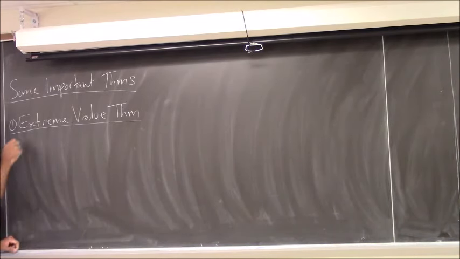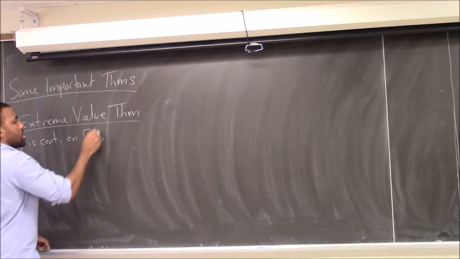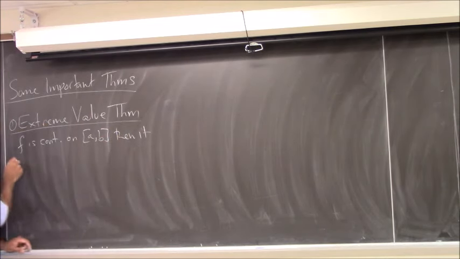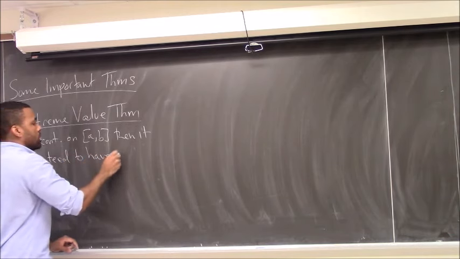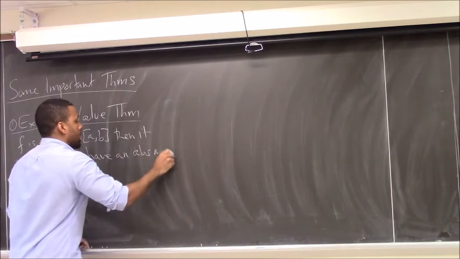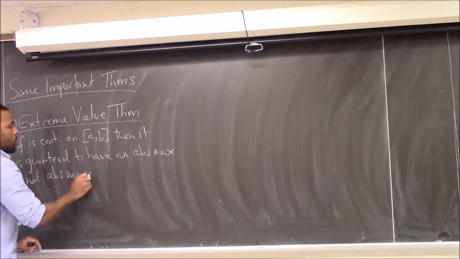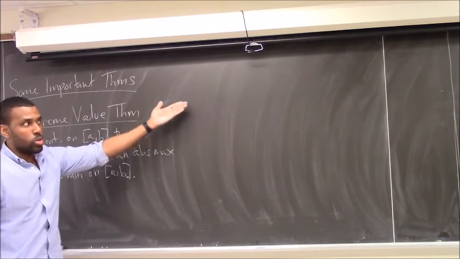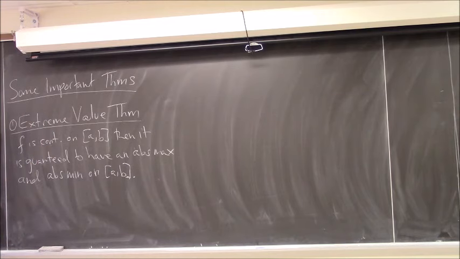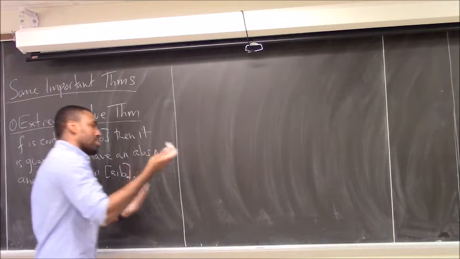Basically it says if f is continuous on [a, b], then it is guaranteed to have an absolute max and min on [a, b]. So you recall that there were some examples where I said, oh, there was no absolute minimum. That was because it wasn't continuous. Right? Turns out if your function is continuous on a closed interval, it's guaranteed to have a max and a min in the absolute sense on that interval. So that's the extreme value theorem. Not going to use that too much.